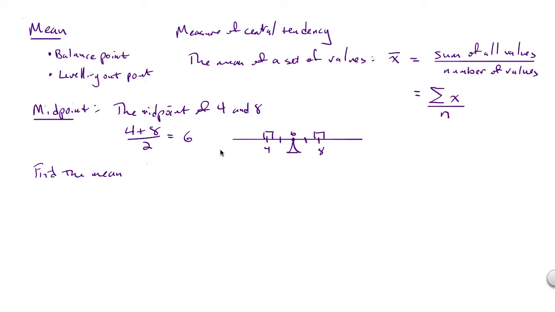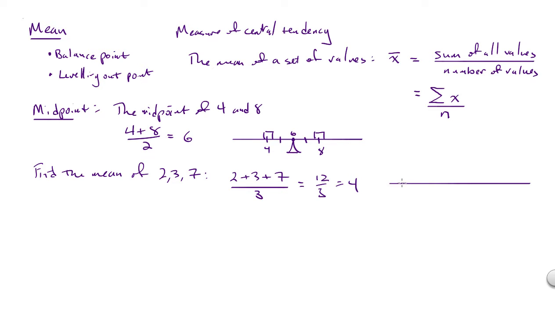Let's find the mean of these numbers, 2, 3, 7. Well, we add up the numbers, sum of the values, 2 plus 3 plus 7, divided by 3. That's 10 plus 2 is 12 over 3, so this is 4. How you might visualize this is, here's 2, 3, 4, 5, 6, 7. The mean is 4. So the balance point is here. So if we have a weight at 2, a weight at 3, and a weight at 7, that point right there is where it would balance.